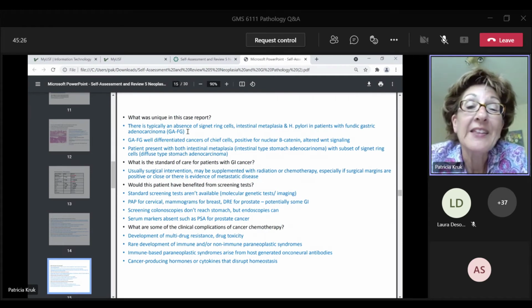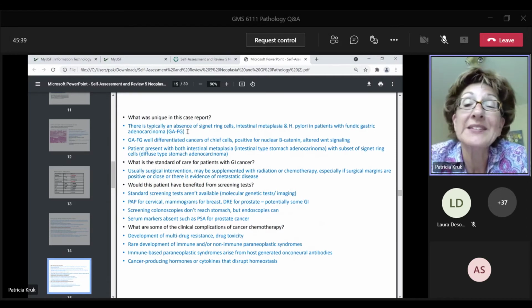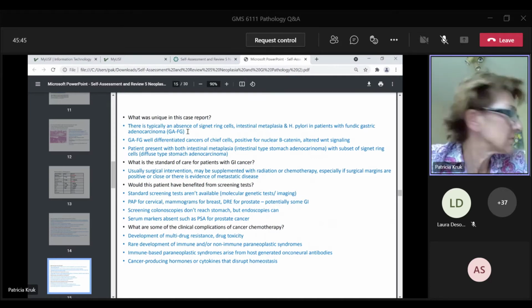Typically, these fundic gastric adenocarcinomas are very well differentiated, which was what we saw in this patient, but they're positive for nuclear beta-catenin. They show altered Wnt signaling, but typically we don't see signet ring cells. So this patient was a little unique in that it was there.